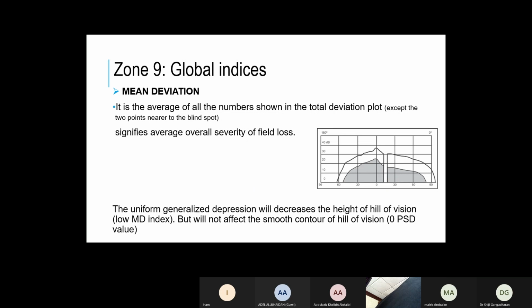So this is the mean deviation. It is an average of all numbers shown in the total deviation plot. You remember the total deviation plot, the first one, without correction, comparing the patient scores to the normal population. So this is an average of all of this, which signifies the average overall sensitivity of the visual field. As you can see here, this is the normal, above, and this is the patient visual field. The shape is the same, only the height is changed. So in this case, the mean deviation will be low.